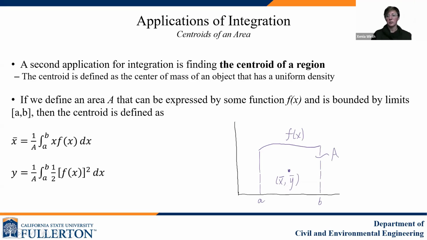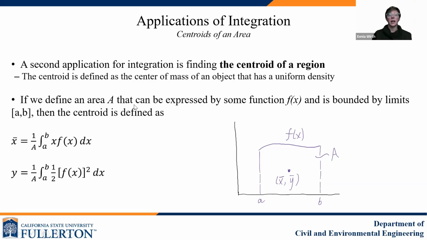A second application for integration is finding the centroid of a region, and this can be very useful if you don't have a shape that has a nice, easy centroid formula. The centroid is defined as the center of mass of an object that has a uniform density. This is hugely applicable in structural analysis because you need to find the weight of a beam, the weight of an object, and to find the weight, you need to know where the center of mass is.